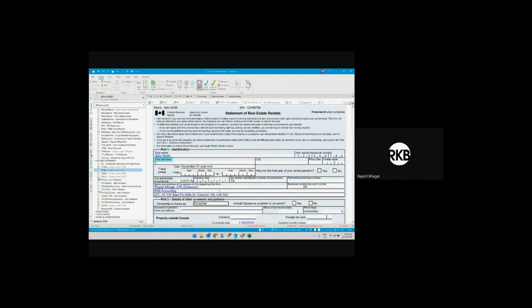Name: John Smith. Address of the client, the client's mailing and home address. And for the period it was rented, 2022-01-01 to 31st December 2022. This comes automatically, so I don't need to override it. Was this the final year of your rental income? That means in 2023 you either sold the house or you are occupying it yourself. Then you can check the box: yes, it was my final year.